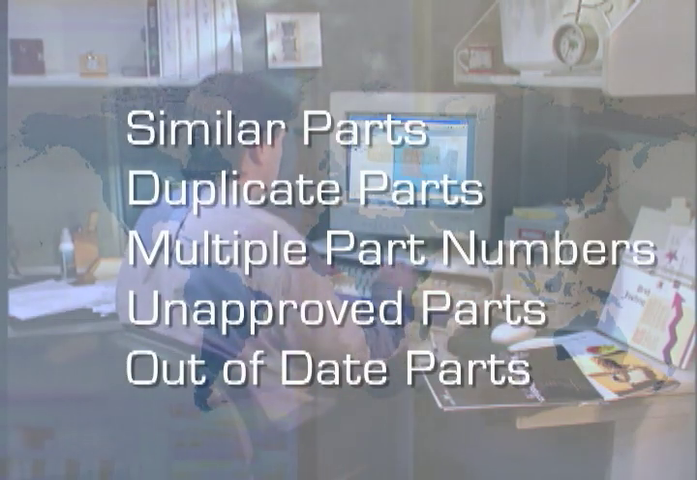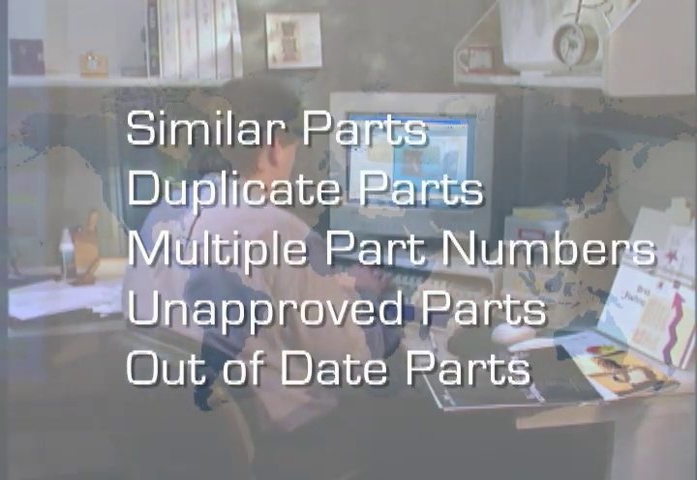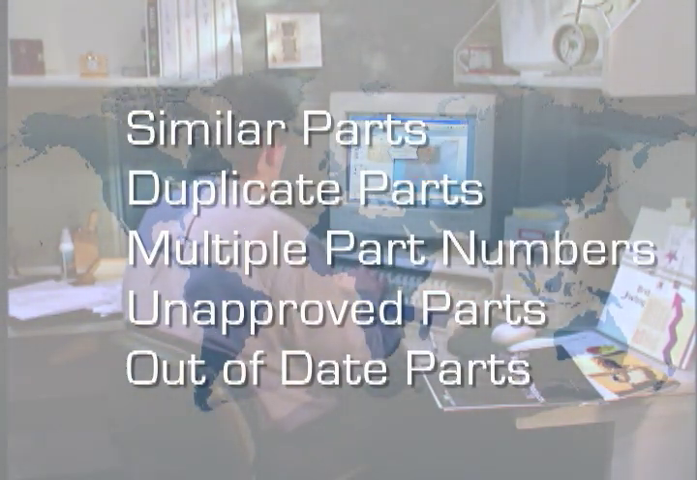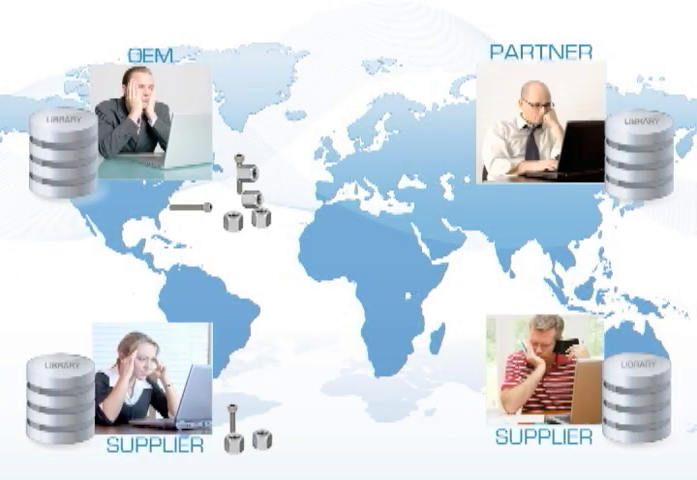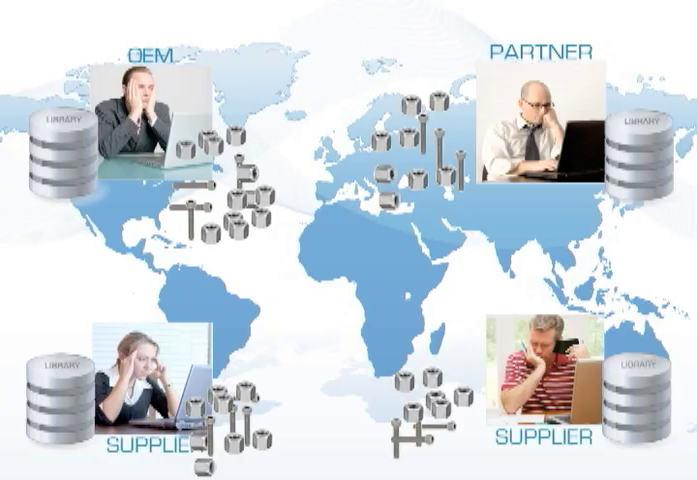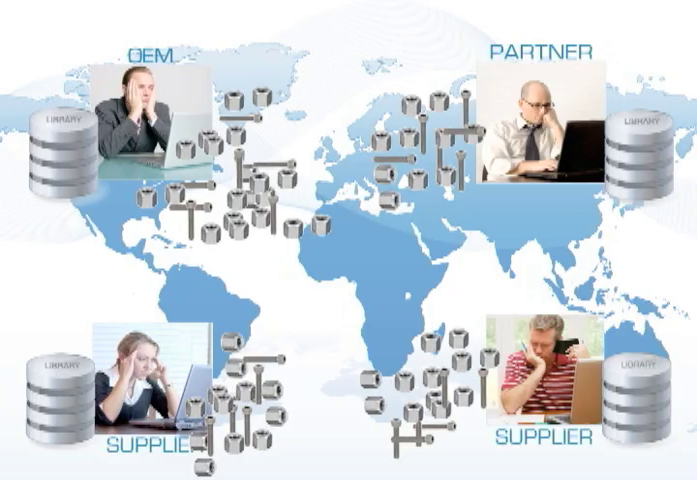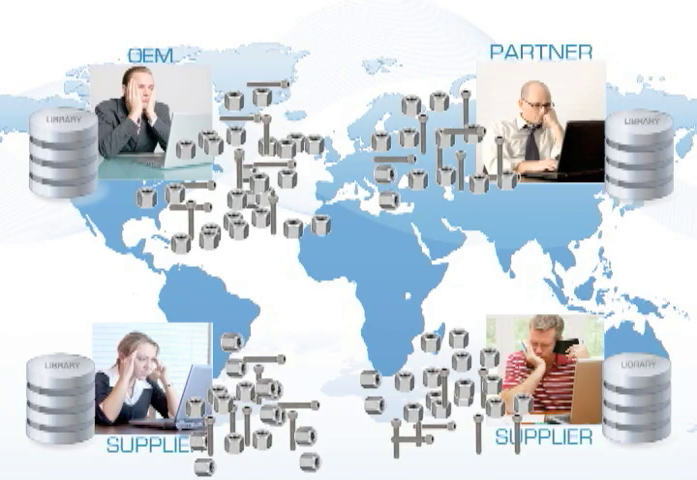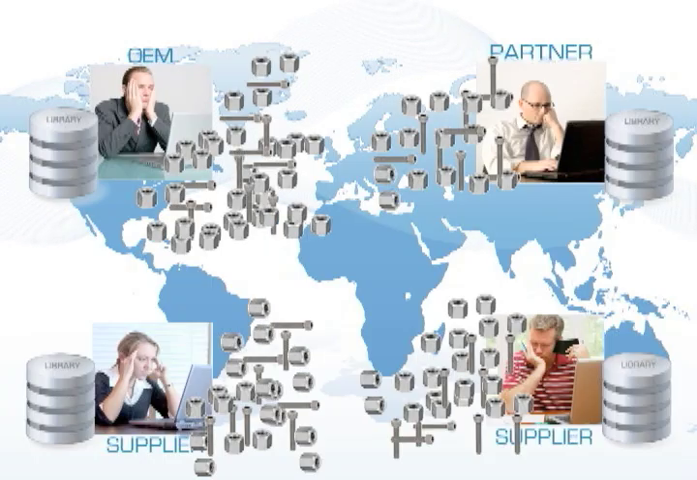In the design and tooling world, when designers can't find standard parts, they remodel them, and remodeling them leads to similar parts, duplicate parts, multiple part numbers, unapproved parts, and parts that are out of date. In fact, with large global organizations, you most likely have multiple designers remodeling the same standard parts. The continuous remodeling of these standard parts leads to a jungle of parts, making it impossible for designers to find the right part or approved part with confidence.